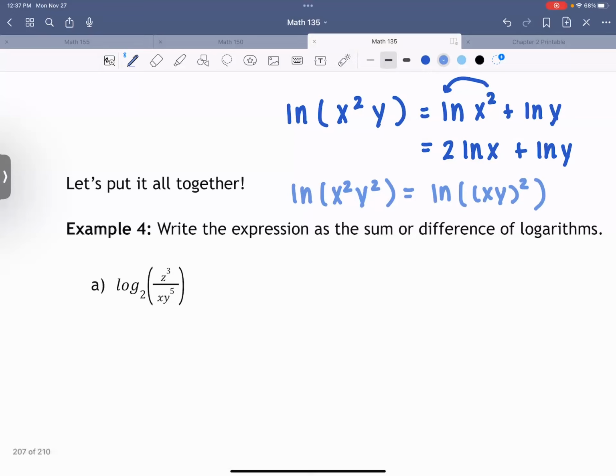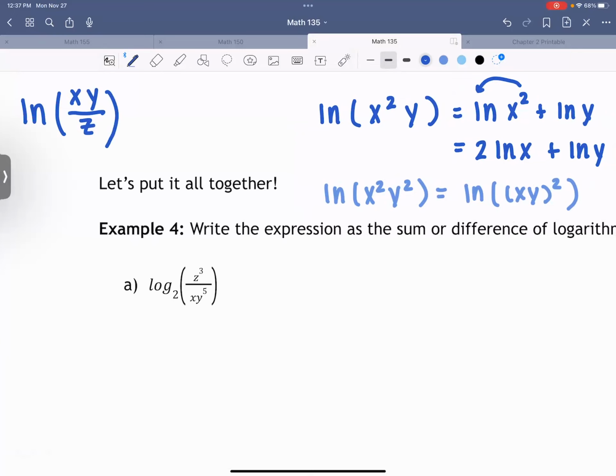A lot of people will see stuff like ln xy over z. Okay, and people are like, okay, there's division, there's multiplication. Which one do I do first? Any guesses on which one would go first? I do subtraction first.